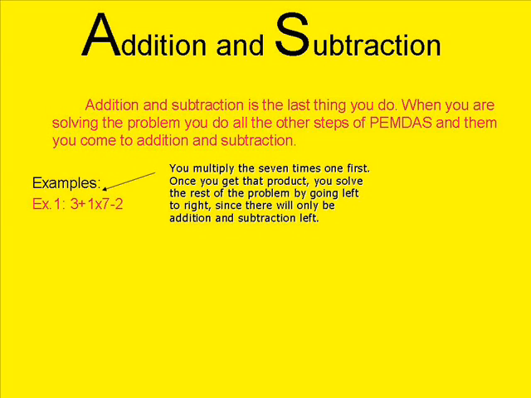You multiply the 7 times 1 first. Once you get that product, you solve the rest of the problem by going left to right, since there will only be addition and subtraction left.